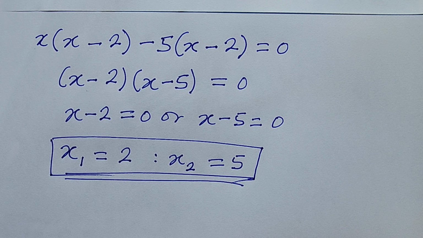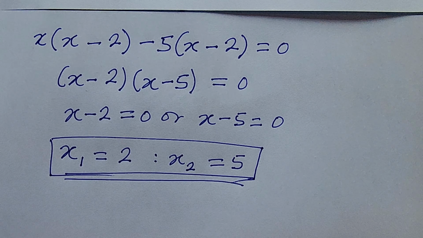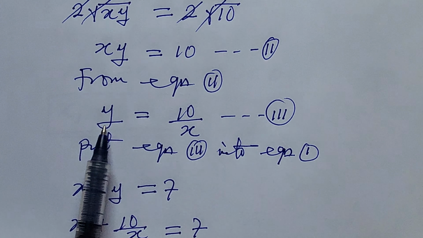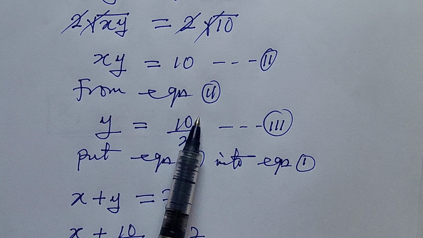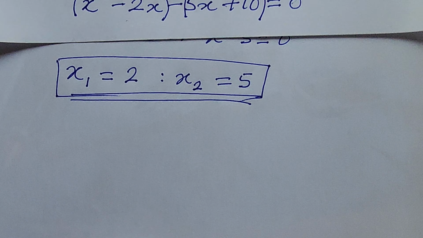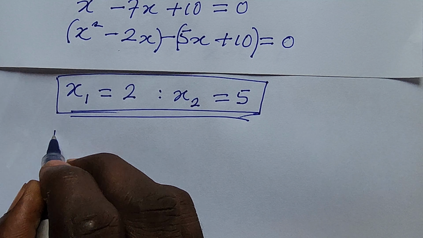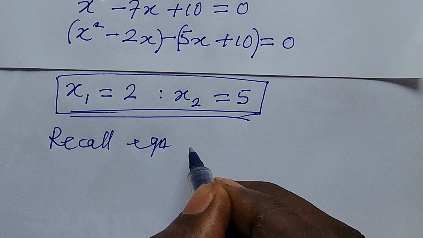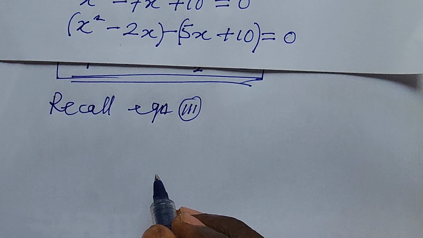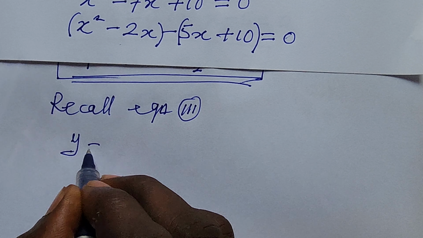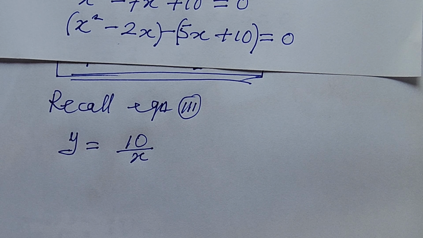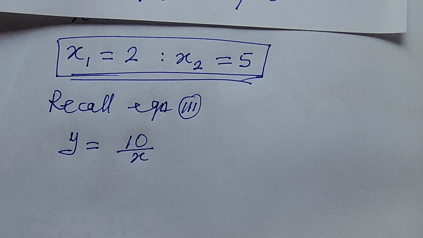How do we now solve for the value of y? Remember, there's a place where we made y the subject of the formula. That is equation 3. Look at it here. So we have y is equal to 10 all over x, equation 3. So from here, we now say recall equation 3. What does this say? It says y is equal to 10 all over x. So wherever we see x, we put in the values we solved from there.